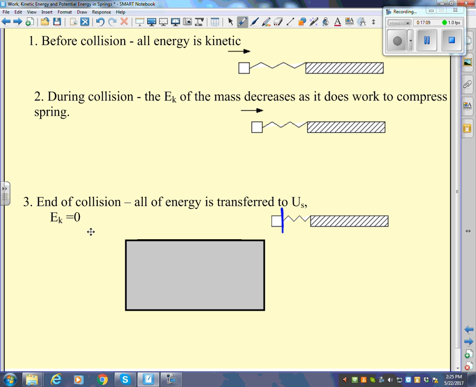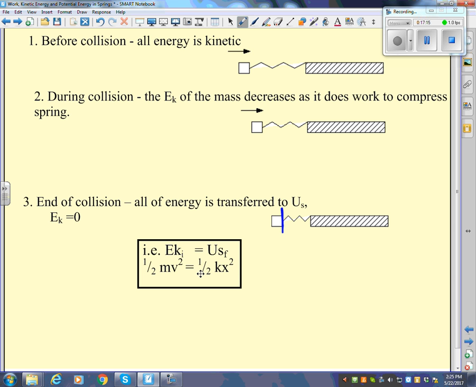At the end of the collision, all of the energy is transferred to the spring, and the kinetic energy is 0. In other words, the initial kinetic energy, EKI, is equal to the final spring energy. Or in other words, 1/2 mv squared is equal to 1/2 kx squared. I'd suggest you pause there for a moment and think about that for a second.